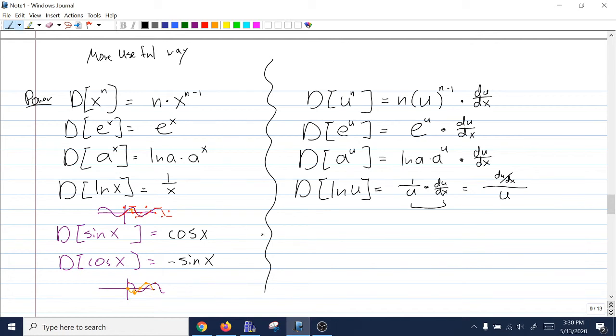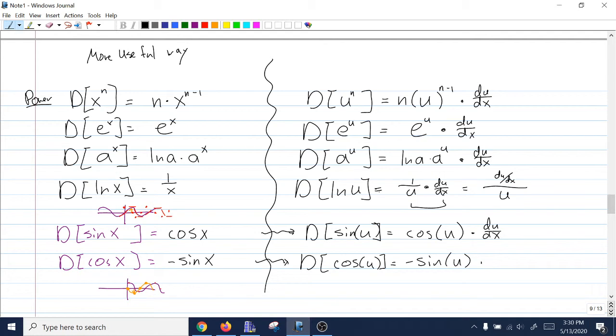And just like the others, these have fancier chain rule versions. The derivative of sine x is cosine x, so the derivative of sine of something is cosine of that stuff times the derivative of the inside. The derivative of cosine of something is negative sine of that thing times the derivative of the inside.